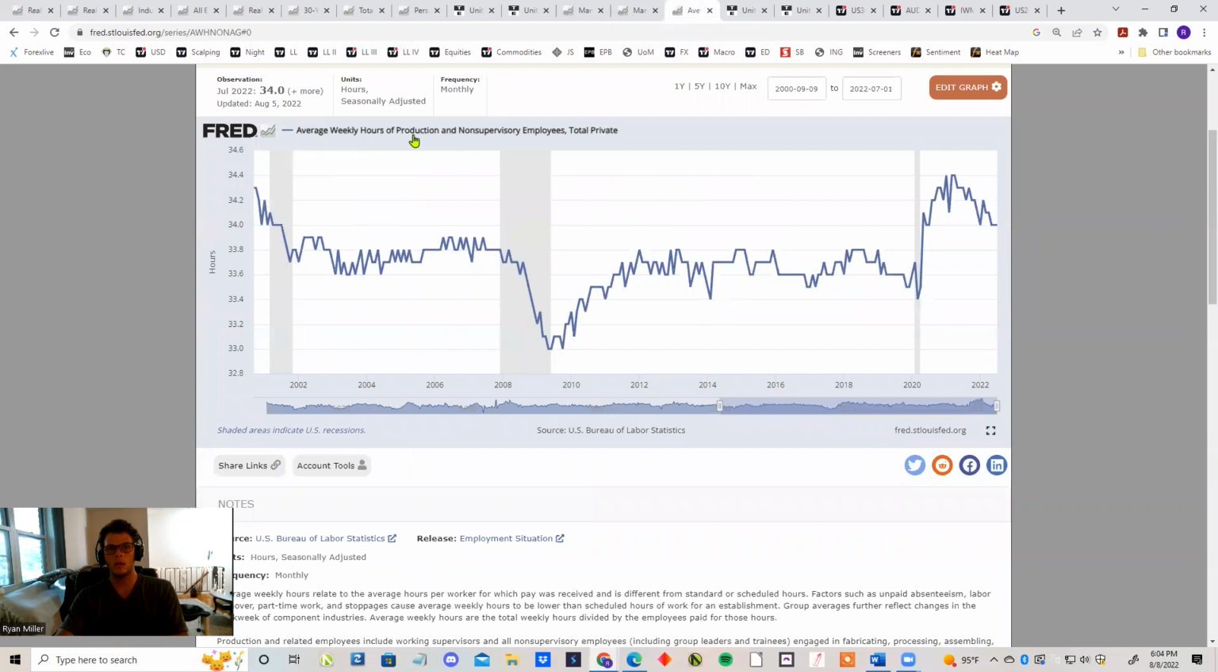Average weekly hours, right? This is a shorter leading indicator. By the time we got to January right here, we had already peaked and we're slowing. Not a big slowdown, but we're slowing, moving in the right direction.